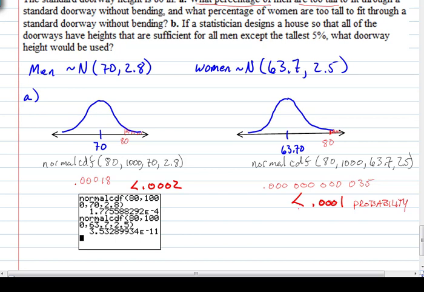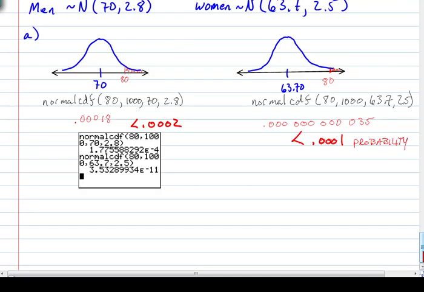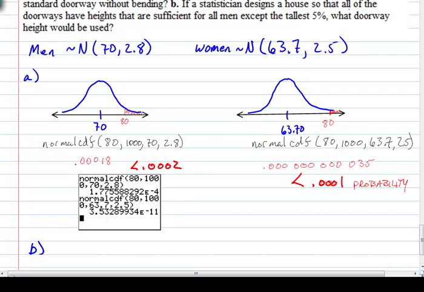Part B says if a statistician designs a house so that all of the doorways have heights that are sufficient for all men except for the tallest 5%, what doorway height would be used? Well, this is a different question now. We're going to build a custom home, and we just want to make the door tall enough for the shortest 95% of men to fit through.